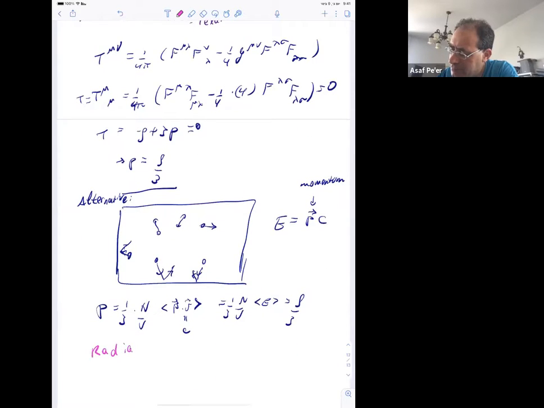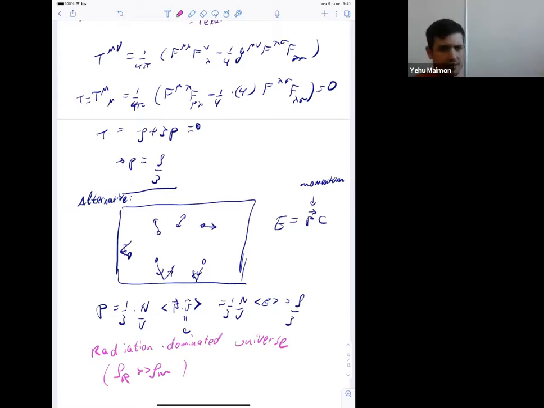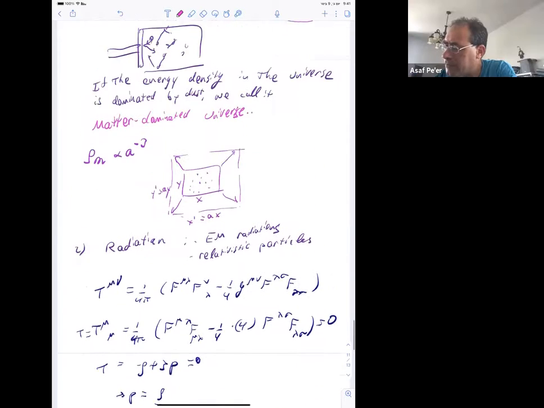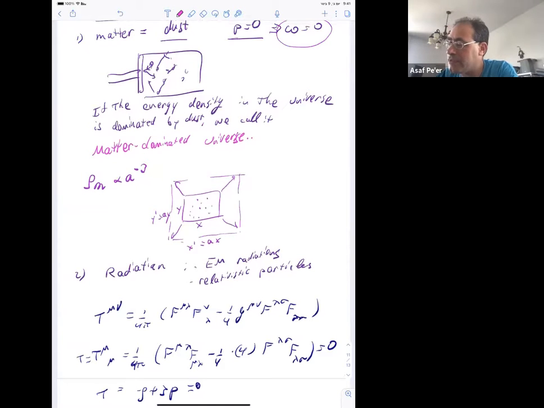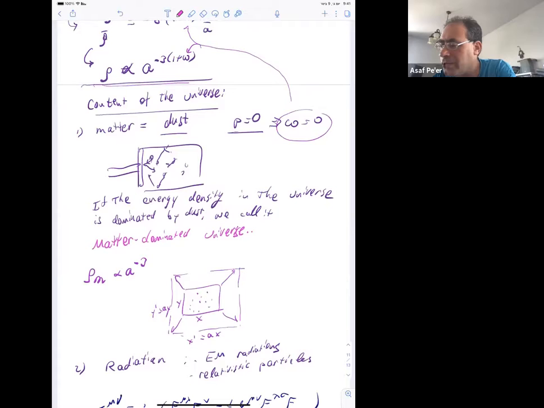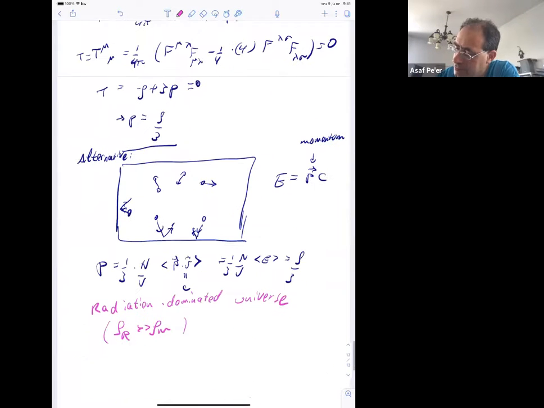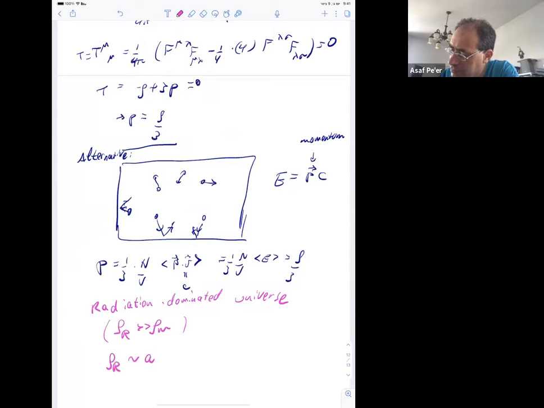What is w here? 1/3, right? So what is the change of the energy density with the scale factor a, if w is 1/3? -4. -4, very good. Rho_r goes as a to the -4.